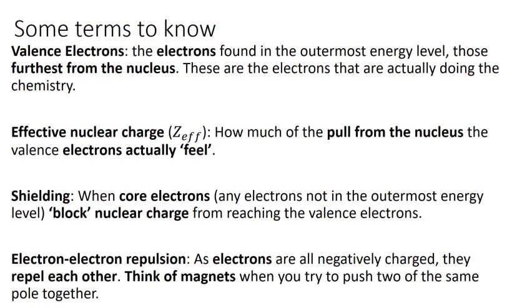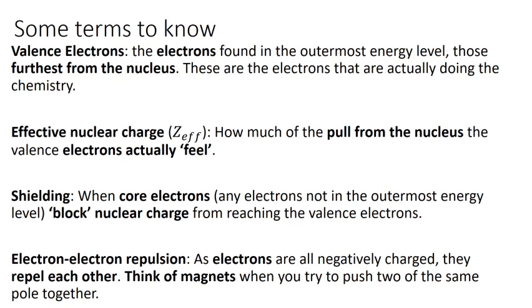The next one, effective nuclear charge, or Z effective, and that is how much pull from the nucleus the valence electrons are actually feeling or receiving. What would change the amount of charge from the nucleus that valence electrons are feeling is what's called shielding. Shielding is when the core electrons, anything that's not a valence electron, are essentially blocking the nuclear charge from reaching those valence electrons. So the valence electrons are being shielded by the core electrons.